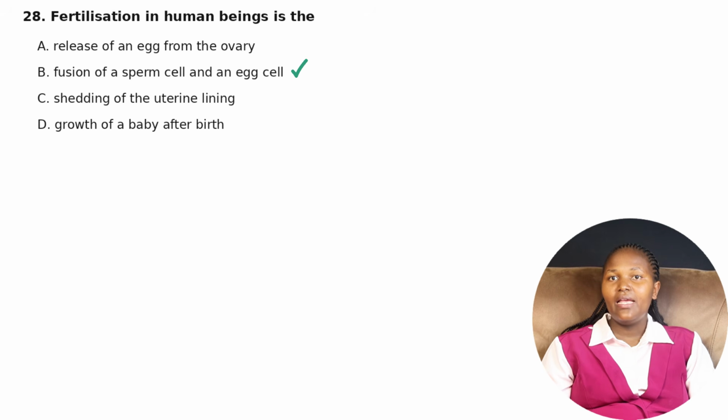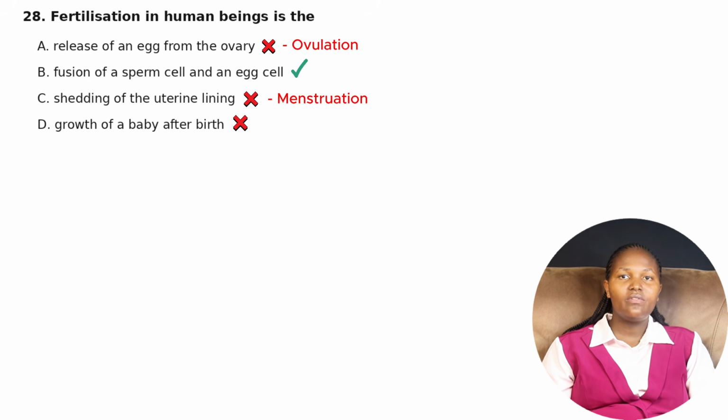You see, an egg cell. Fertilization combines the male and the female reproductive cells to form the first cell of a new individual. Option A describes ovulation. You see, option A talks about release of an egg from the ovary, so it is not fertilization. And then option C, shedding of the uterine lining. That is menstruation. So it is not the correct answer. Then growth of a baby after birth occurs much later, after fertilization, and after the embryo has grown and the baby has been born.